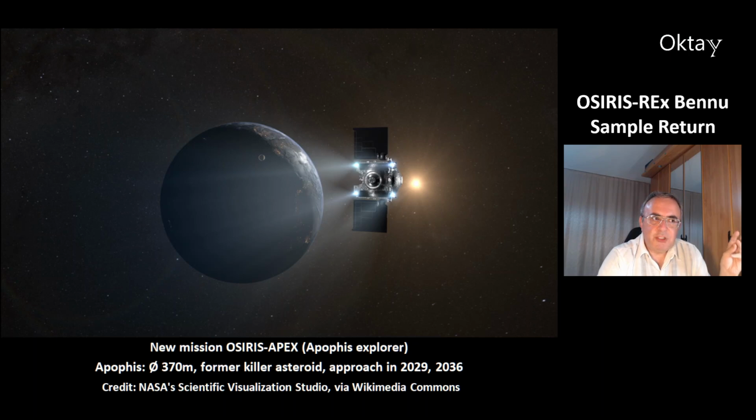OSIRIS-REx now has a new mission, that's OSIRIS-APEX. That's the exploration of the other asteroid, Apophis. Apophis has a size of 370 meters. It used to be considered a killer asteroid because there was a little chance that it could hit Earth in the year 2036. It will approach Earth in 2029, then it will probably be a bit deflected, and it will come back in 2036, but it will not hit Earth.